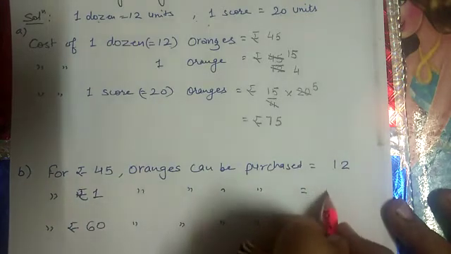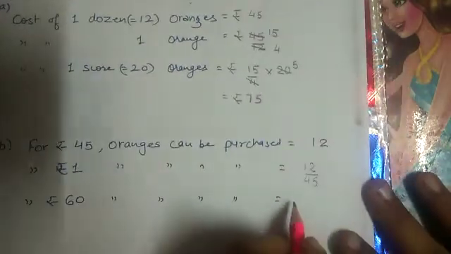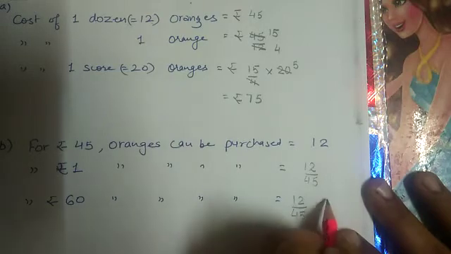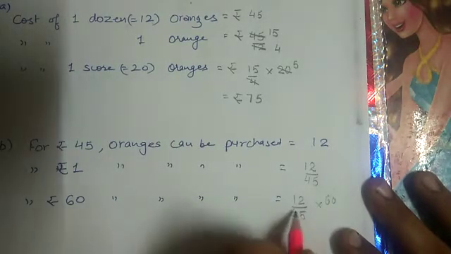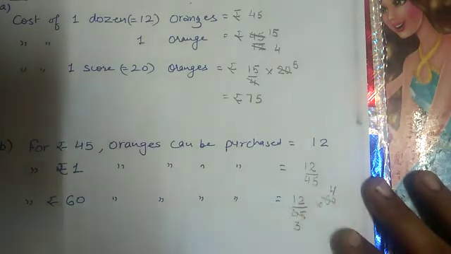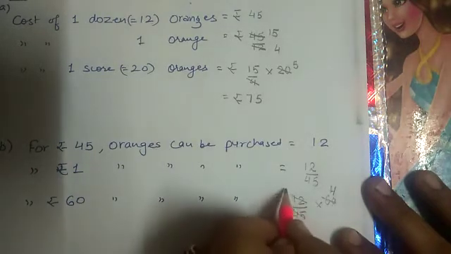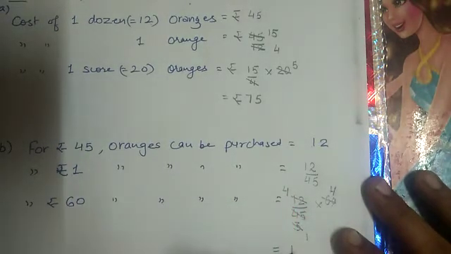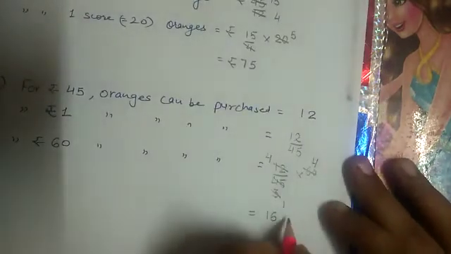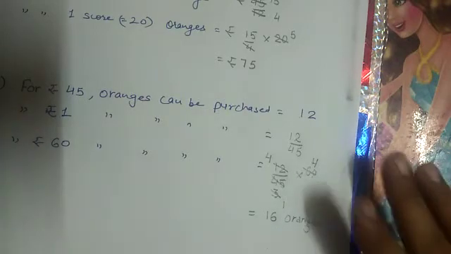For rupee 1 it will be 12 by 45, and for rupees 60 the number of oranges that could be purchased will be more. Now both of these are divisible by 15. 15 threes are 45 and 15 fours are 60. Now 3 ones are 3 and 3 fours are 12. So at last I have got the product as 16, that is, oranges purchased are equal to 16.